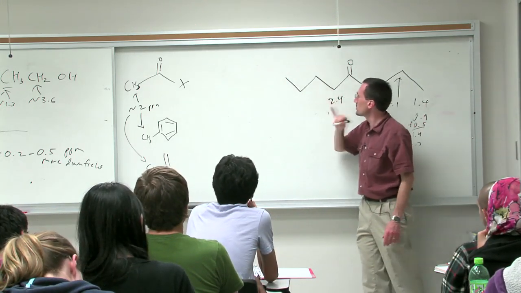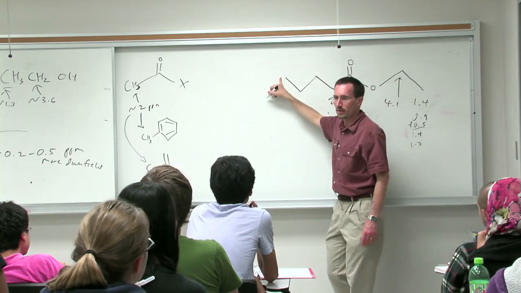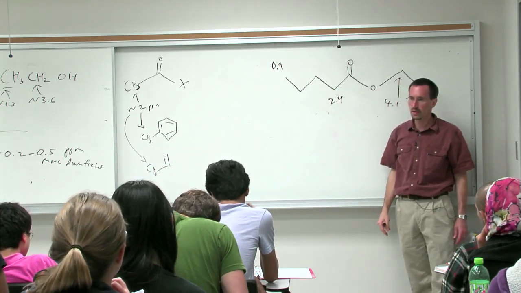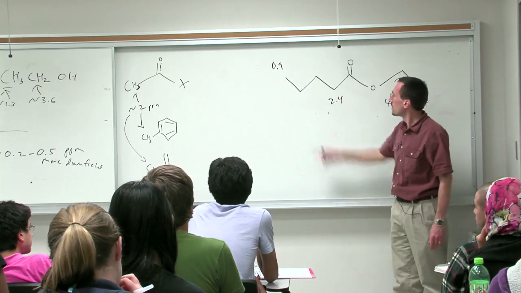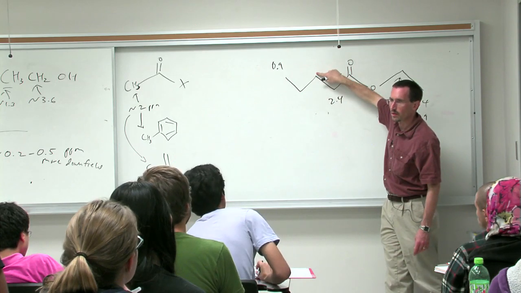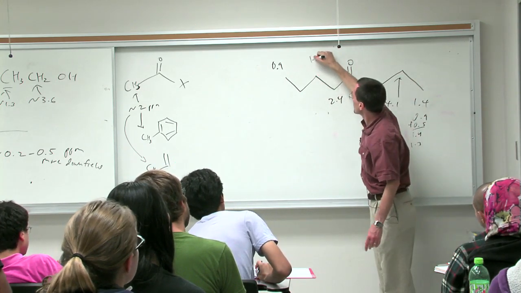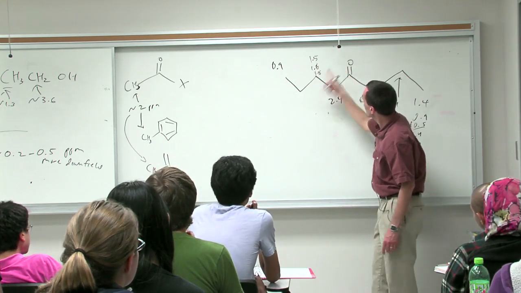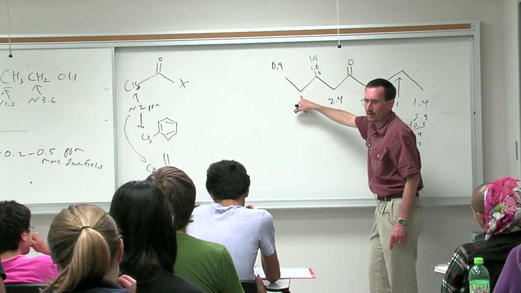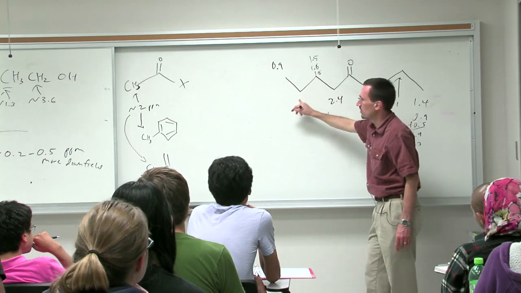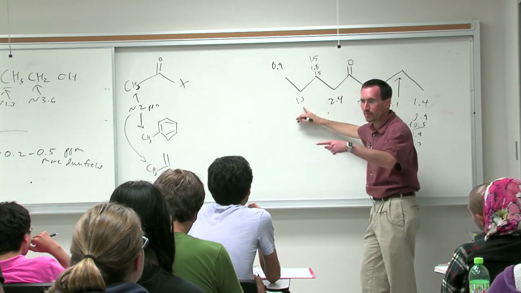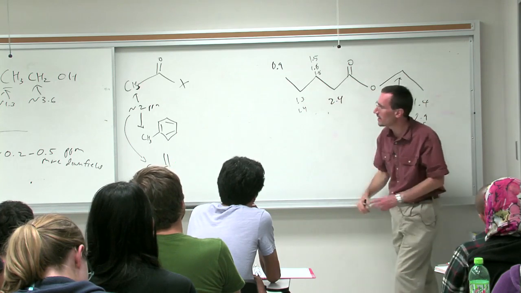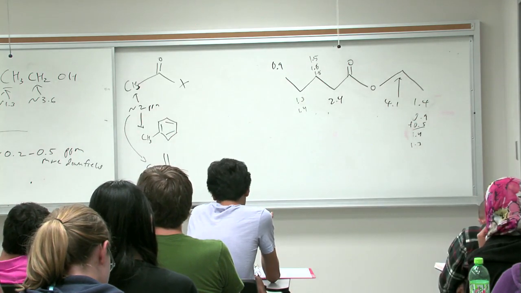All right, hold off on these two for a second. This methyl group? 0.9. This methylene group? This one? 1.5, 1.6. Other votes on this? 1.8. Okay, well, we're going to see in a second. What about this methylene group here? 1.3. Other votes? 1.4. You're figuring maybe gamma, maybe a little bit. All right, let's pull the spectrum and see.